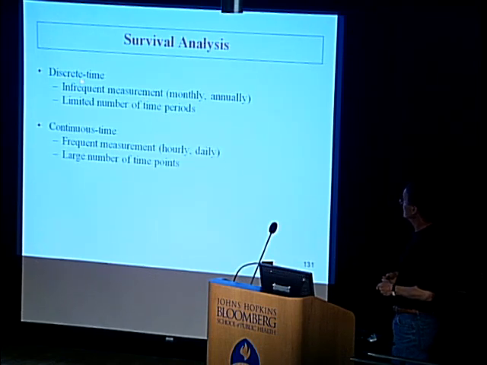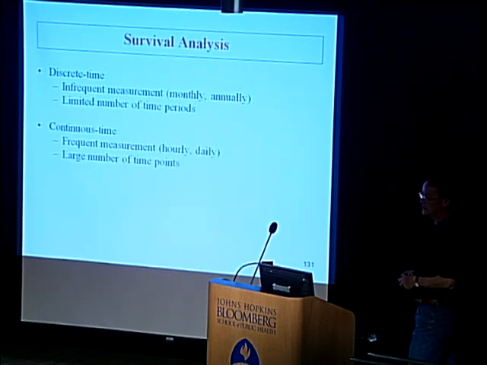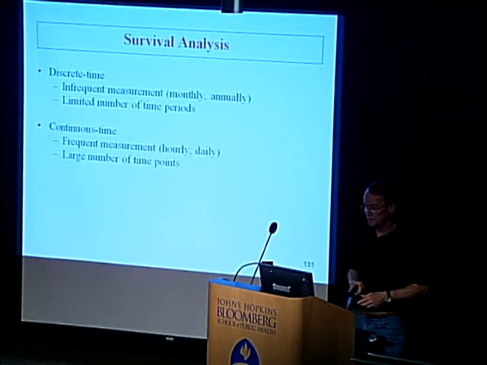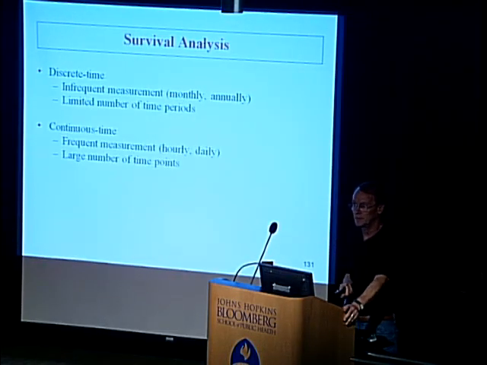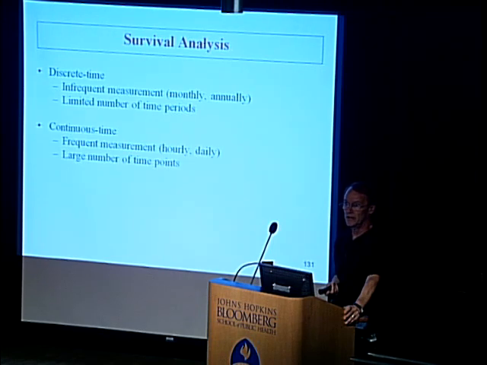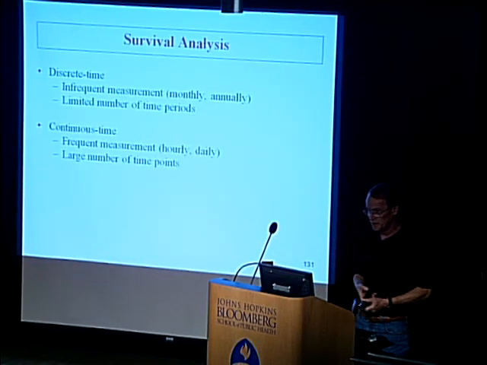The discrete time survival analysis considers infrequent measurements and a limited number of time periods, while continuous time considers frequent measurement and a large number of time points. But both of them share the idea that we're trying to build a model for the time it takes for a certain event to happen as a function of certain predictor variables. So, time to event.